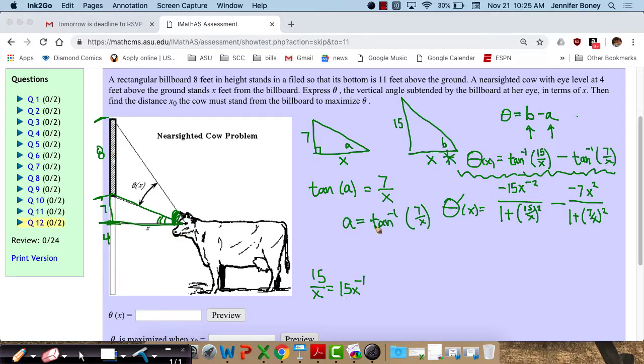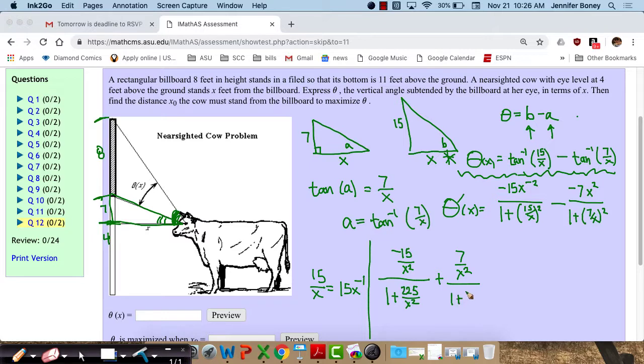So we're going to look for when this derivative is equal to 0. And it would involve a lot of common denominators and multiplying some things out. But if I look at these fractions in just a slightly different way, this numerator is negative 15 over x squared, and the denominator is 1 plus, I'm just going to multiply that out, 225 over x squared. My other fraction, there's minus a negative, so I'm just going to call it plus 7 over x squared, and the denominator 1 plus 49 over x squared.